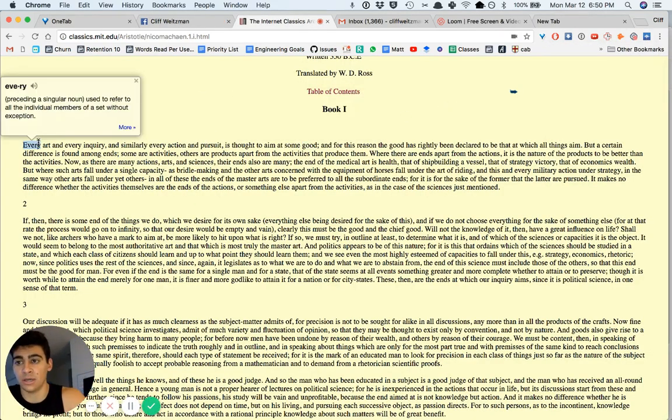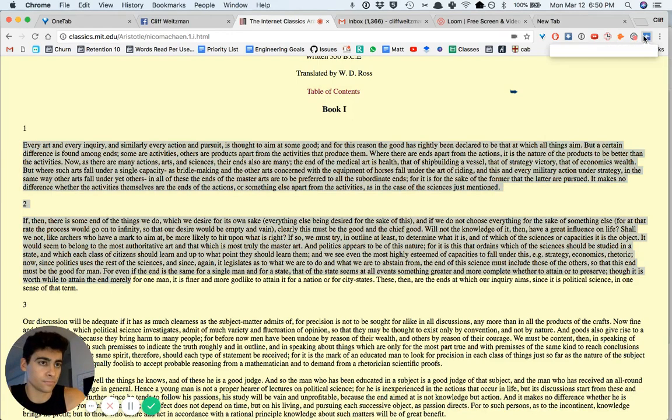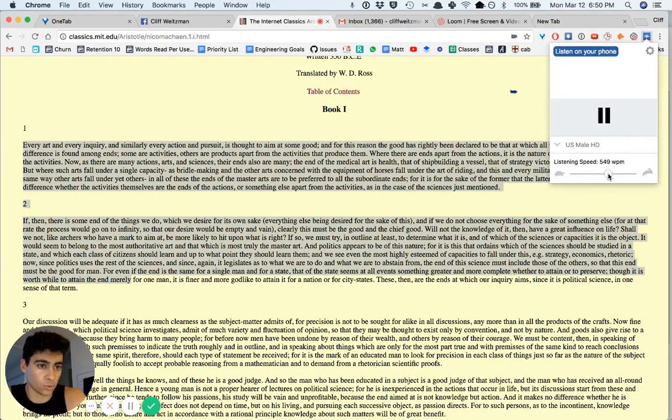So this is Aristotle. Every art and every inquiry, and similarly every action and pursuit, is thought to aim at some good, and for this reason the good has rightly been declared to be that at which all things aim. But a certain difference is found among ends. Some are activities, others are products apart from the activities that produce them. Where there are ends apart from the actions, it is the nature of the products to be better than the activities.